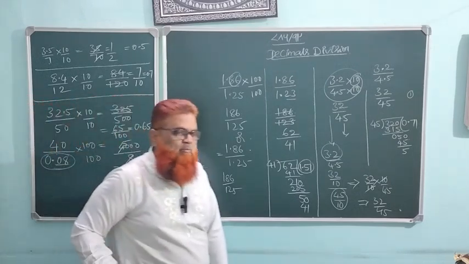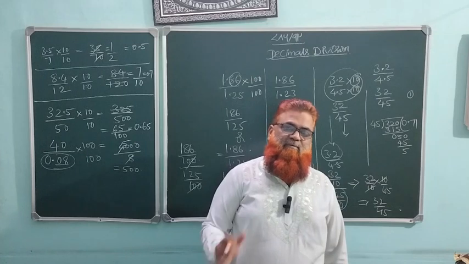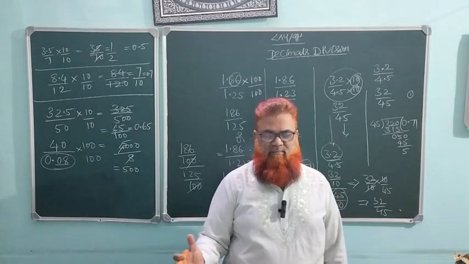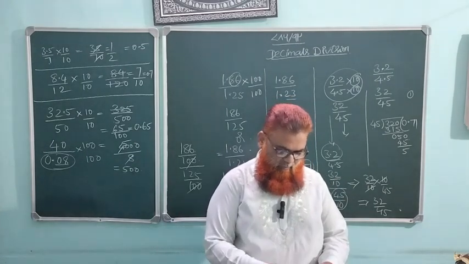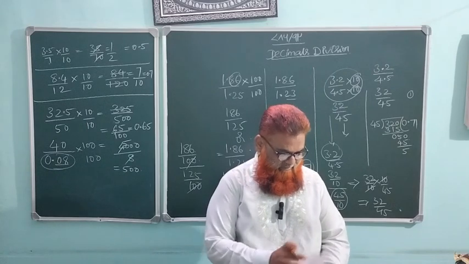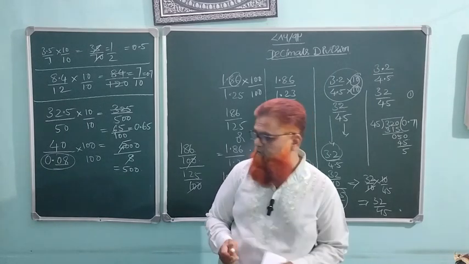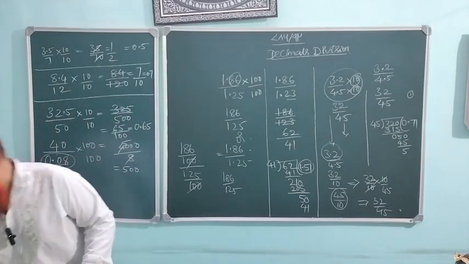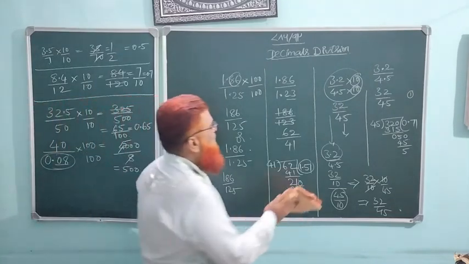This is the way we divide a given decimal number by another decimal. Okay, I hope you followed this one. Next, I am going to take some more examples for your learning.